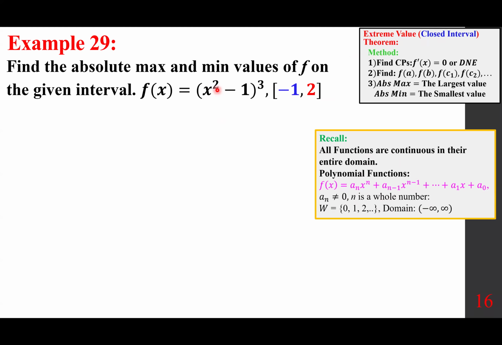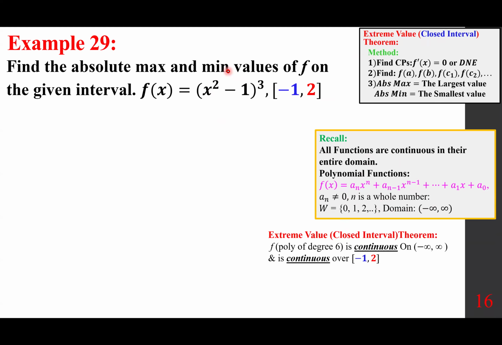This is a polynomial of degree 2 times 3 or 6. Therefore, a polynomial of degree 6 is continuous on negative to positive infinity, and it makes it continuous in the given interval of -1 to 2. Therefore, we're going to use the closed interval theorem that says if you have a closed interval and a continuous function, then you must have an absolute max and min, and the process is to find the CP.